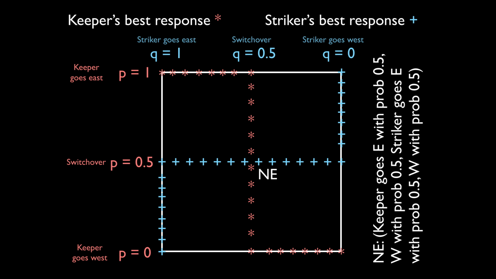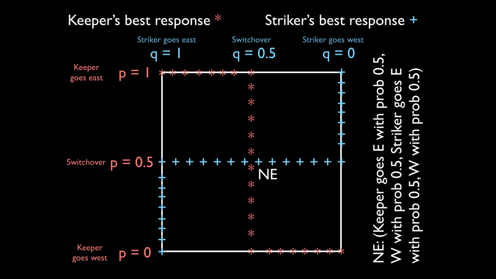Say we take the striker's best response. If the keeper goes east, the striker really wants to go west all the time. If the keeper goes east with probability 99%, the striker doesn't want to go west with probability 99%, but wants to go west all the time. It's a little non-intuitive, right? If the keeper goes east 99% of the time, so 1% of the time the keeper's going west, if you're the striker, you'll go for the west all the time.